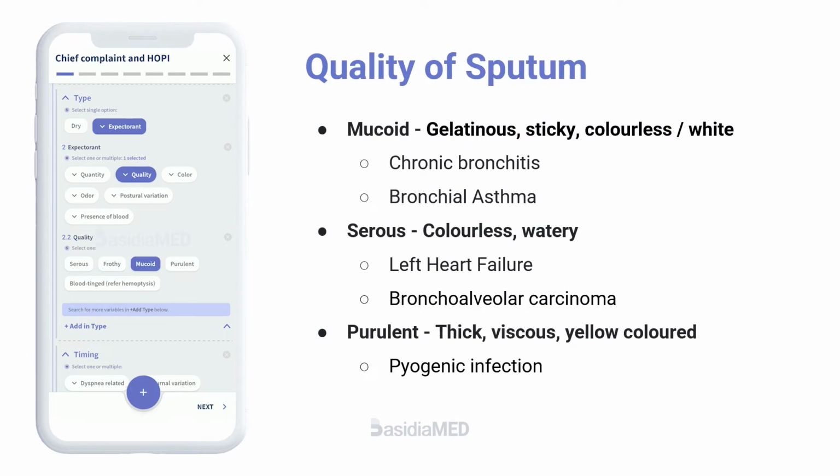Mucoid sputum is gelatinous, sticky, and has a colorless or white appearance. It is associated with chronic bronchitis and bronchial asthma. Serous sputum appears colorless and watery. It is seen in left heart failure and bronchoalveolar carcinoma. Purulent sputum is thick, viscous, yellow-colored, and denotes pyogenic infection.